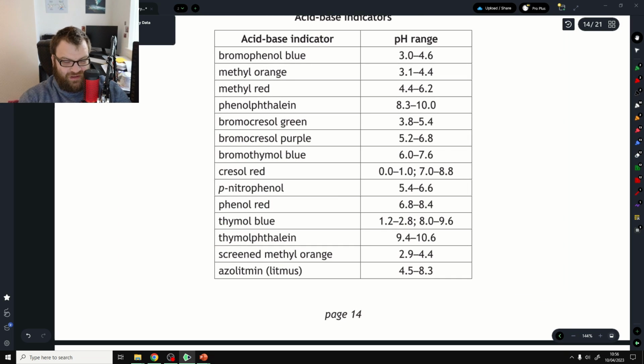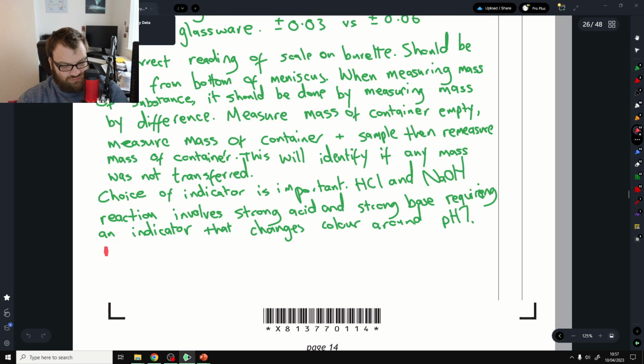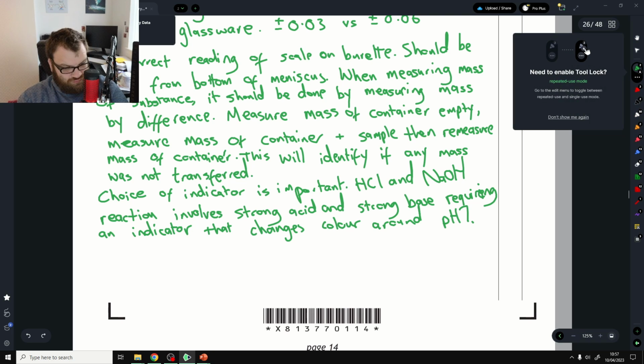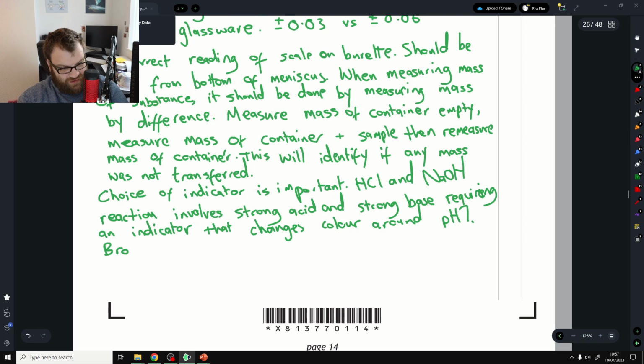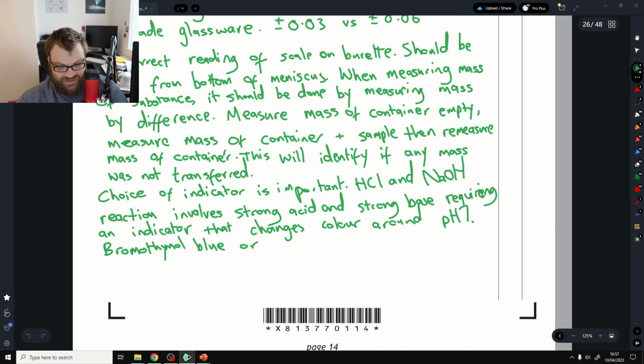And here, we're looking for one that changes colour around about 7. Something like this one. Or this one. They would probably be quite good ones to go. So them. We have bromo, so bromothymol blue. Or the other one, phenol red, for example.